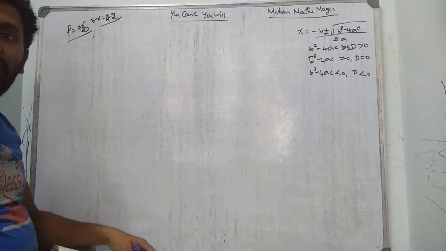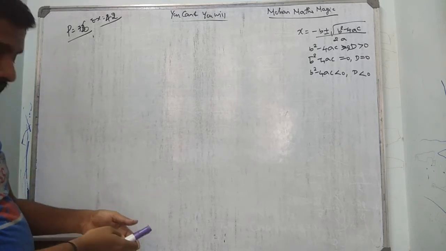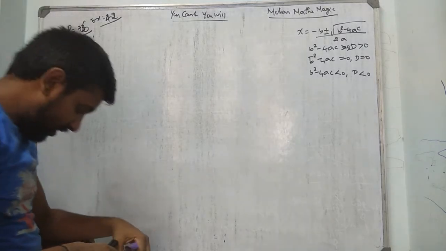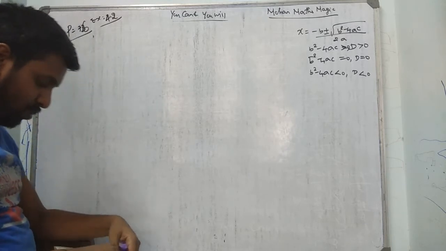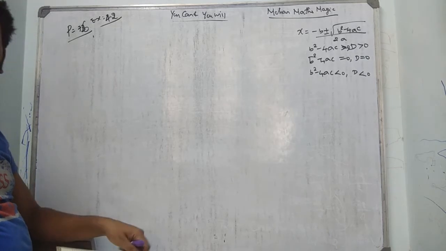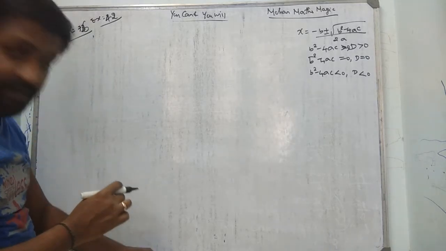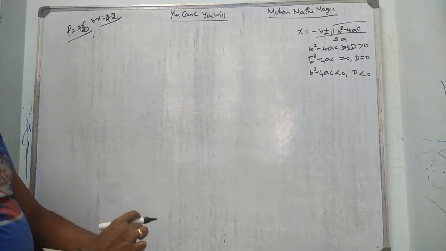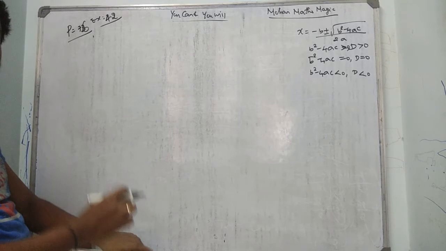So question number 5. The altitude of a right triangle is 7 cm less than its base. If the hypotenuse is 13 cm, find the other two sides. Altitude of the right triangle. So you have to draw the right triangle. Okay, the hypotenuse value they have given you. If the hypotenuse is 13. Okay, so shall we move on?